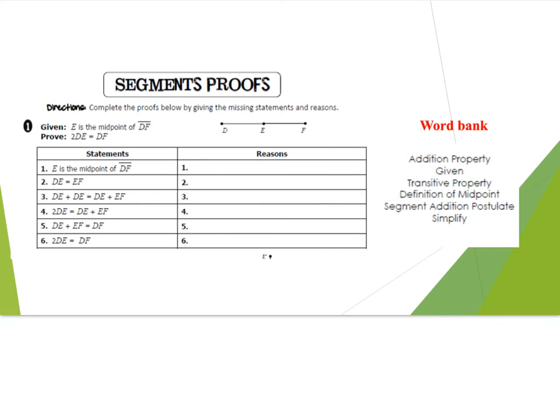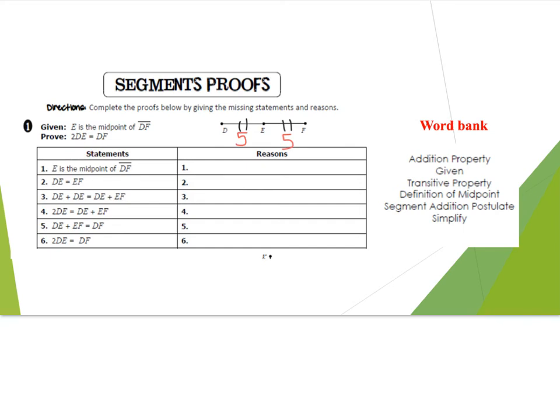What you want to do when you're starting a proof is read the directions: complete the proof below by giving the missing statements and reasons. Well, as I can see, they've given me all the statements, so now what I need to do is give them the reasons. What I notice here is it says E is the midpoint of DF. We talked about if something is in the middle, then the parts are congruent. So they want us to prove that if we have 2 DEs, it is equal to the whole thing. Well, I agree with that because if this is 5, then this is 5. So the whole thing is 10. So if I had 2 5s, it would definitely be equal to the whole thing, which is 10.